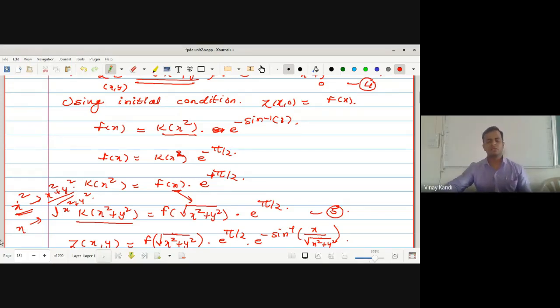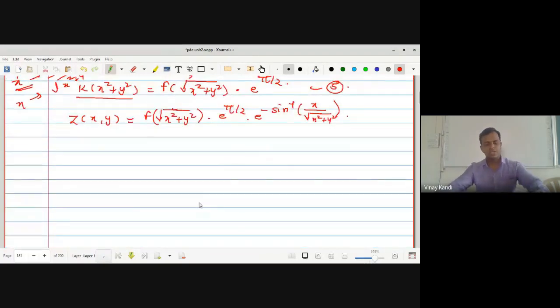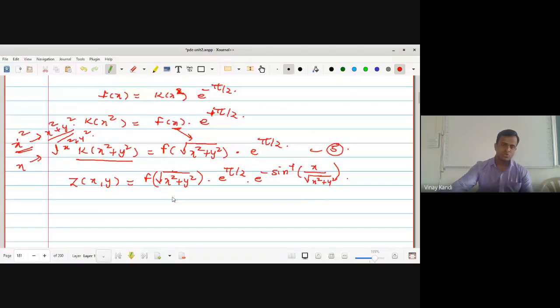So this is the required solution which satisfies the given partial differential equation and also the initial condition. In the next lecture, we will see what the geometry of quasi-linear partial differential equation is. So for today it is sufficient.